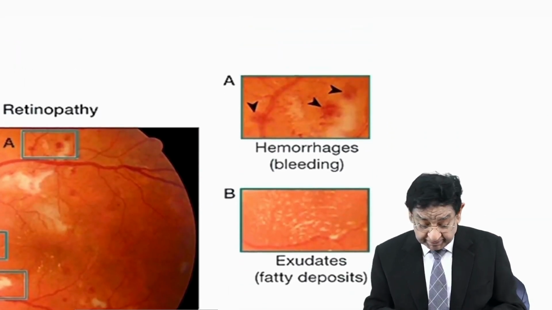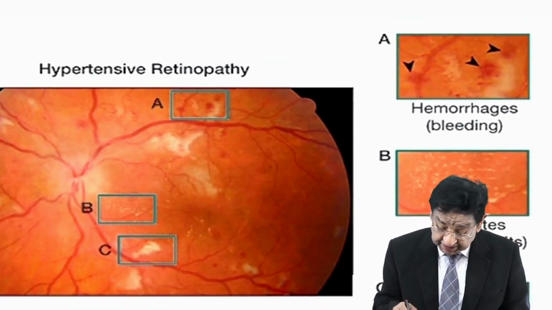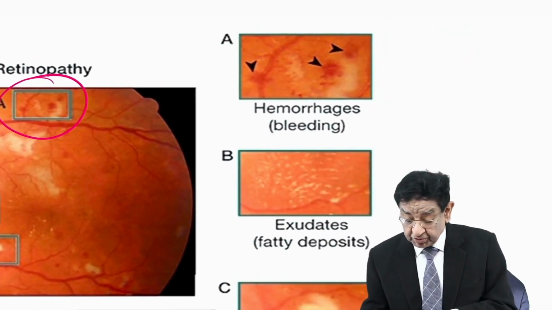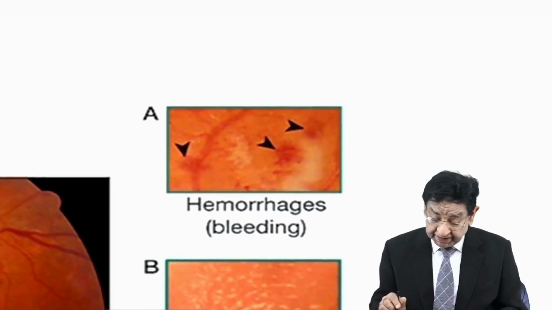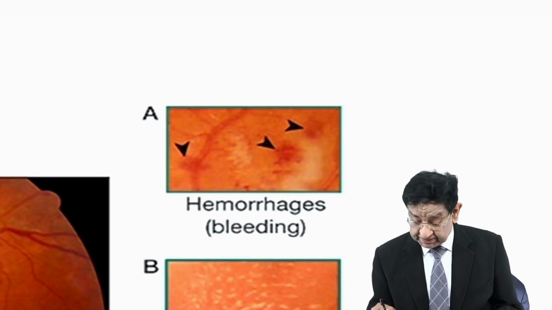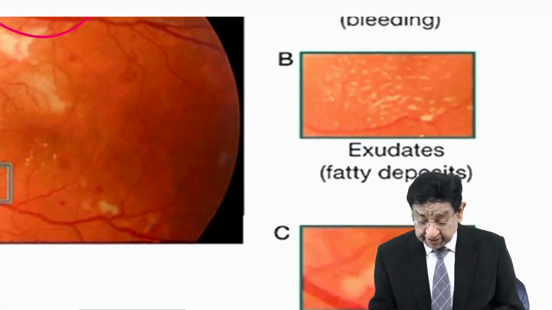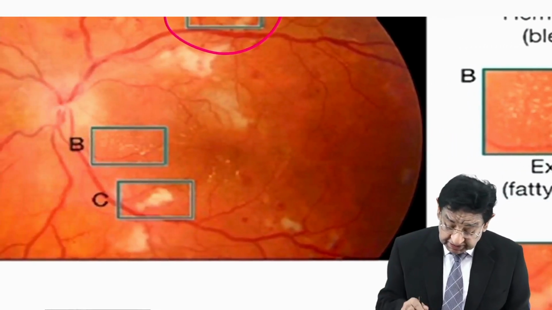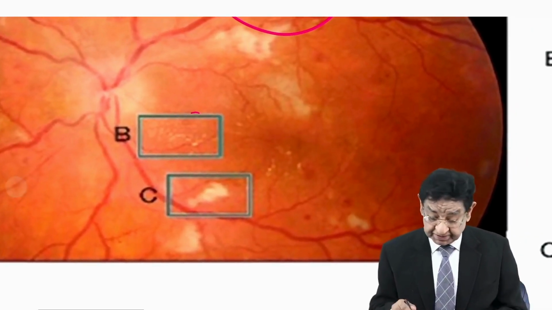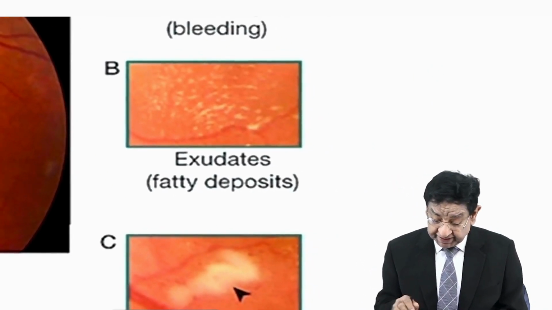Well, first we can see the hemorrhage. Look into this picture. Lovely picture is there. You can see hemorrhages are there. Take a closer look into this. Bleeding is there. A much clearer picture to you with the arrow marking. This is hemorrhage, bleeding. B is exudate. Look into this picture, exudates are there. What is this? Take a closer look. They are fatty deposits.